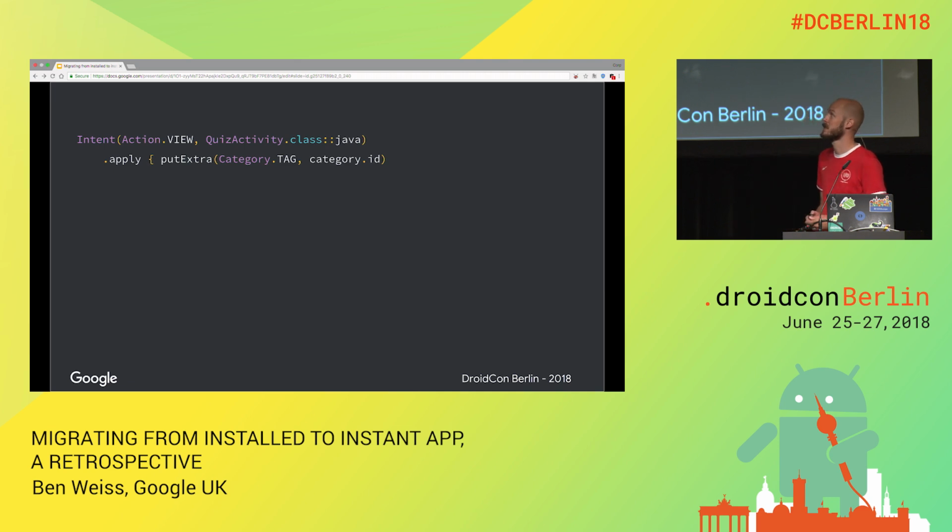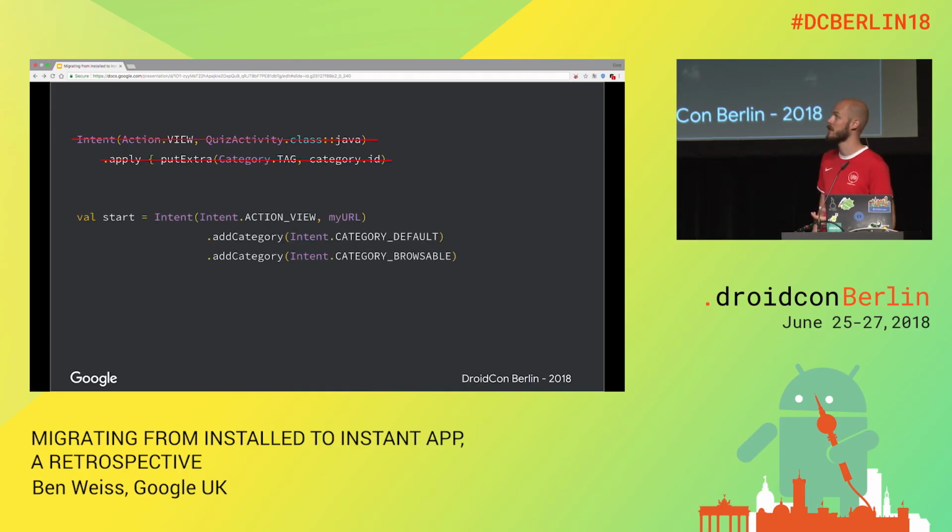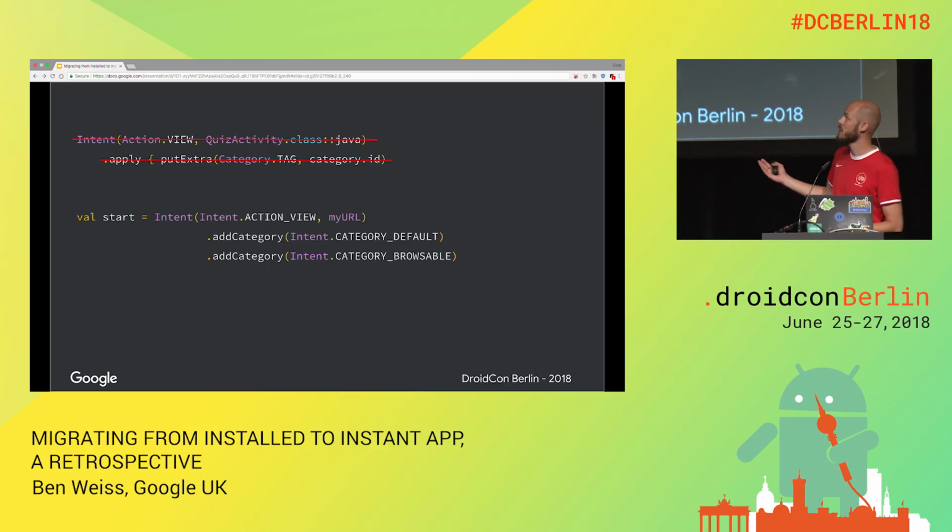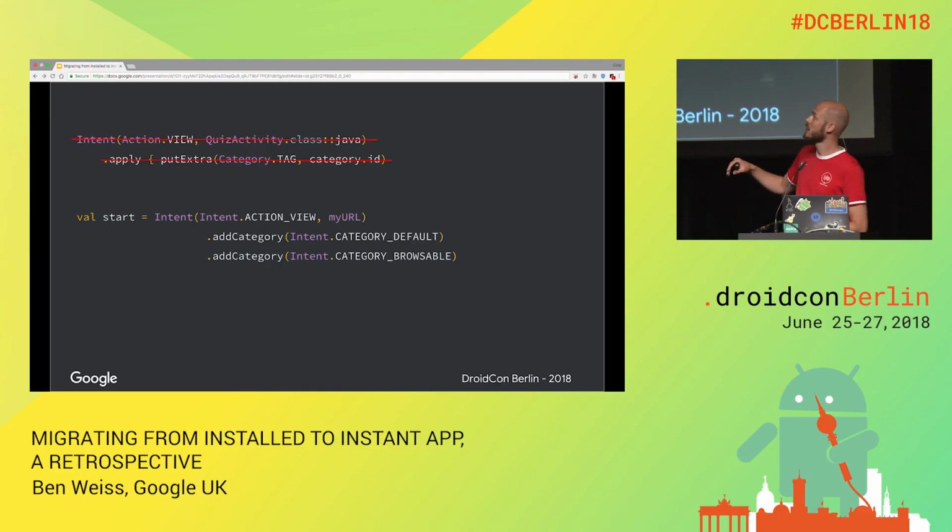Also, since in the future this will be modularized, we won't be able to access the class explicitly anymore, so that doesn't work. So intents have to be called a little bit differently. We're passing the action view, and we're adding a URL that we created before. Also, we set the category to default and browsable. And sometimes, because we've got URLs and apps listen to URLs, you get a disambiguation dialog. In order to avoid that, all we have to do is tell this intent that it is designated for the package that we want to have this in.